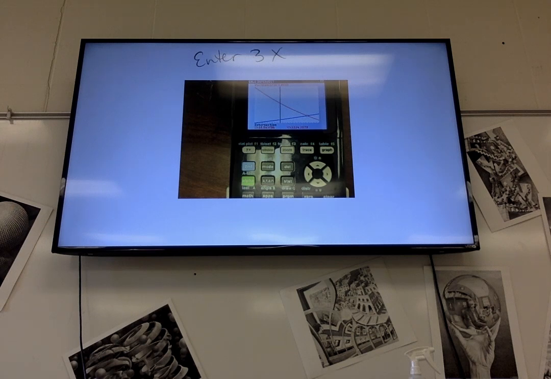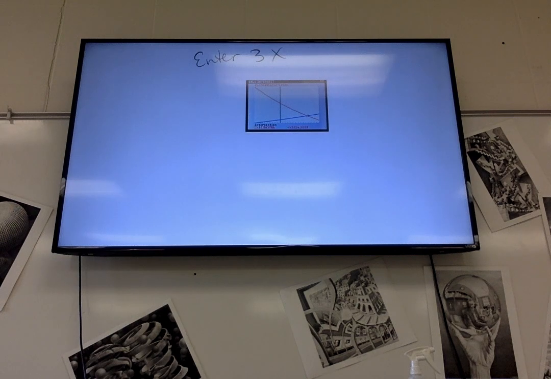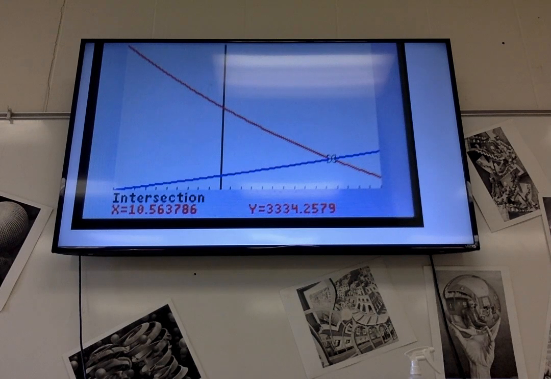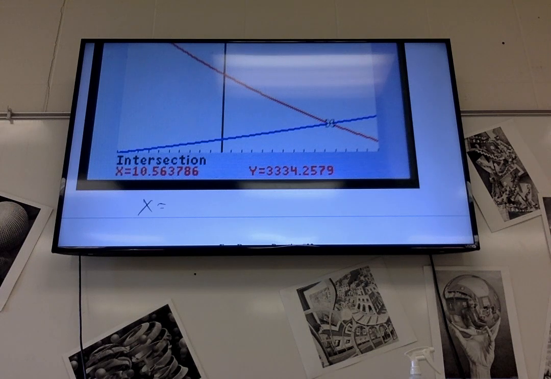And at the bottom, the X is what our answer is. It's 10.564 is what we rounded to. Let me know if you're not getting that, you're getting something weird. And those of you at home, if you don't have a graph calculator, can use the Desmos calculator. It's free, works pretty much the same.